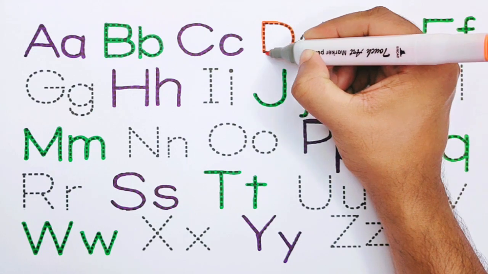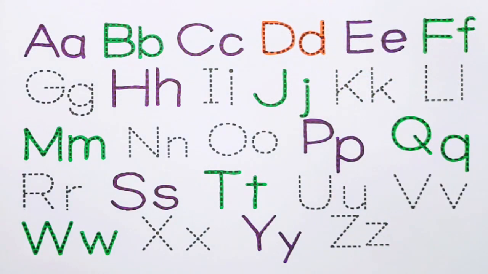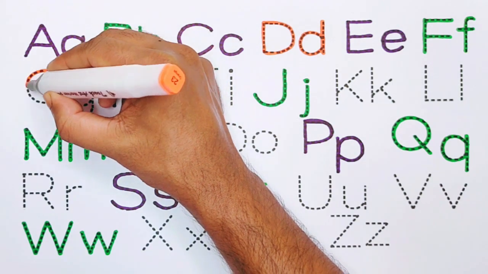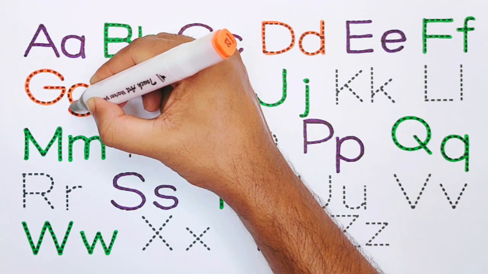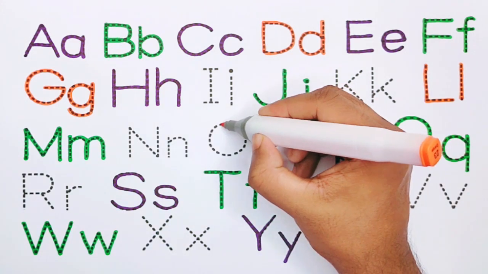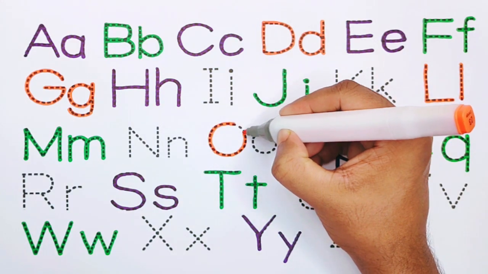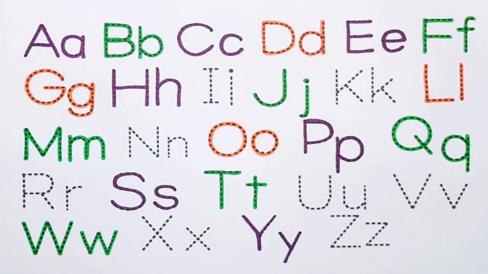D. D for dog. G. G for garden. L. L for ladybug. O. O for onion.